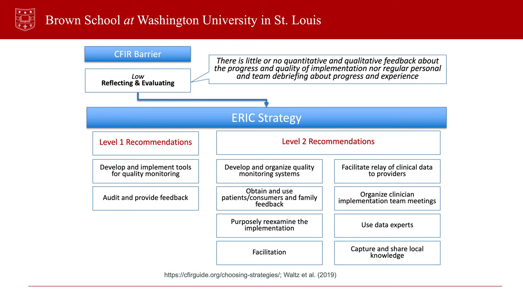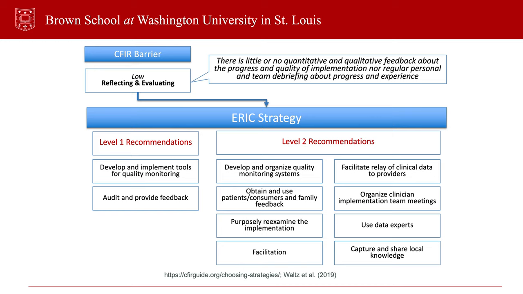And so what we did is we had level 1 recommendations, which suggested that over 50% of respondents suggested these strategies as plausibly addressing a given barrier. And then level 2 recommendations occurred when we had between 20 and 50% of respondents suggesting a given strategy. So I think you can see from this slide that these implementation strategies are likely to potentially address this barrier of low reflecting and evaluating.